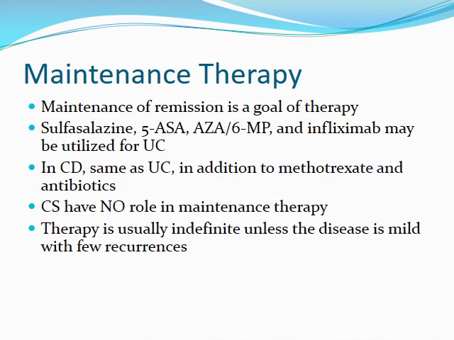Again, usually maintenance of remission is going to be the goal of therapy. So sulfasalazine, 5-aminosalicylic acid, all these things may be utilized for ulcerative colitis. Usually with Crohn's disease, though, you may see the addition of methotrexate or the antibiotics. Corticosteroids really should have no role in maintenance therapy. They're meant to help you get into remission, and then you taper off as soon as you can. And then usually therapy is going to be lifelong unless they have very, very mild disease, which is generally not the case.